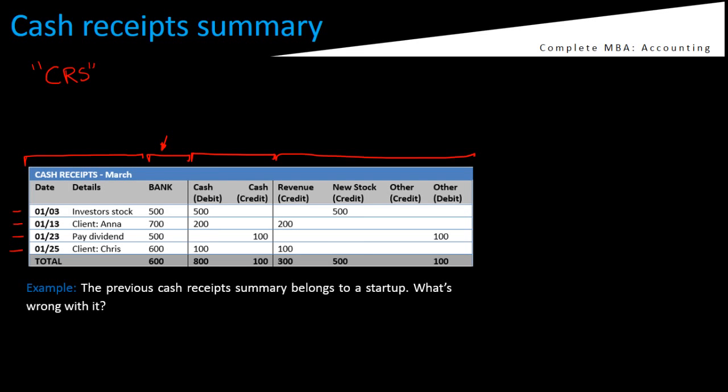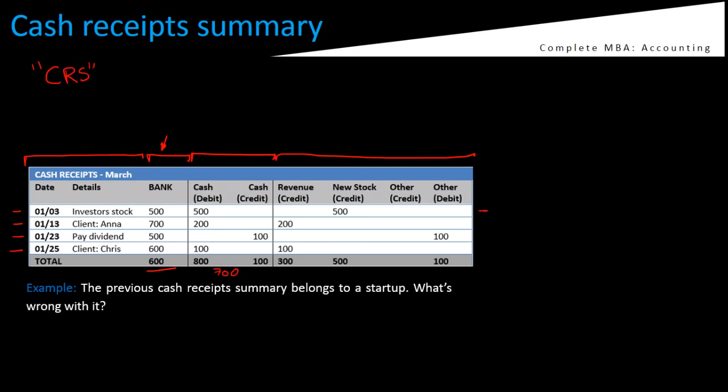The first thing you should realize is that the final bank number, which is 600, does not correspond to the cash debited minus the cash credited totals, which equals 700. There are therefore €100 missing. Where is that money? So let's find it out.